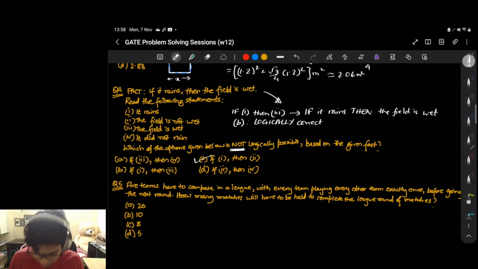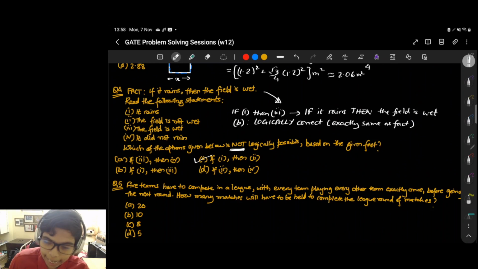This is exactly the same as the fact. So pardon me for the error. So option C is the correct option in this case. And you all should also be careful in reading the question. So I missed out this word "not" over here.